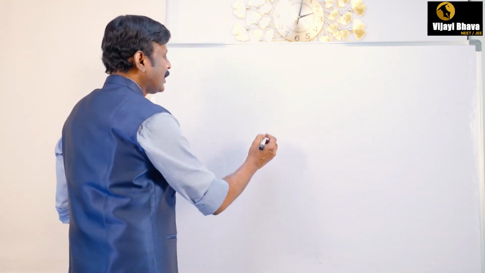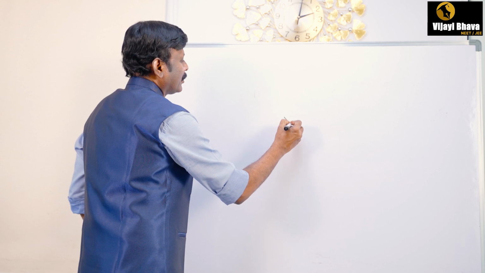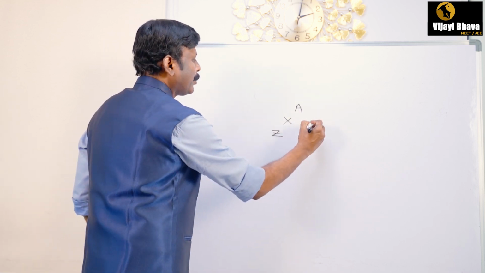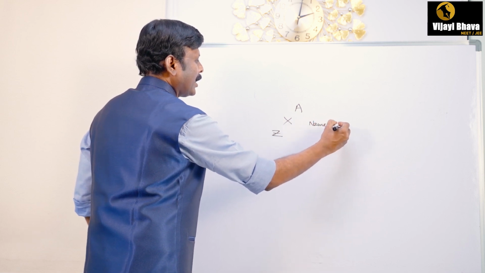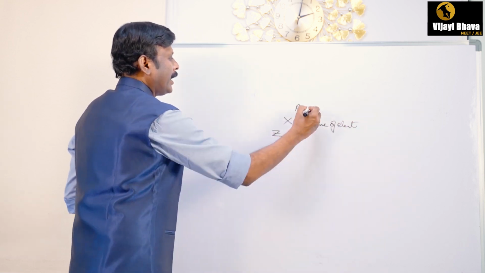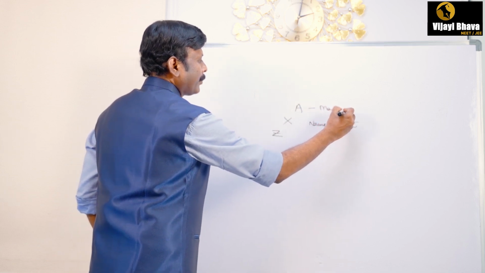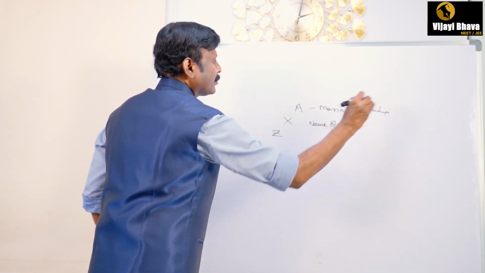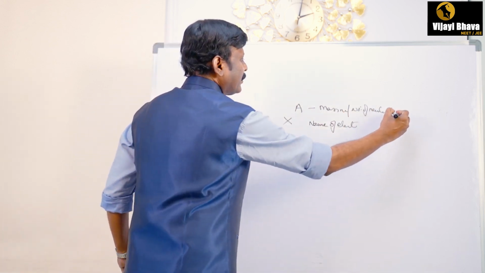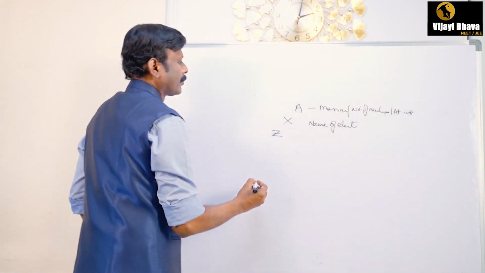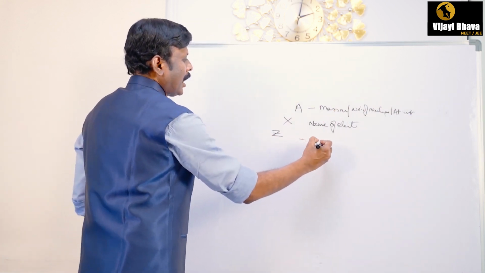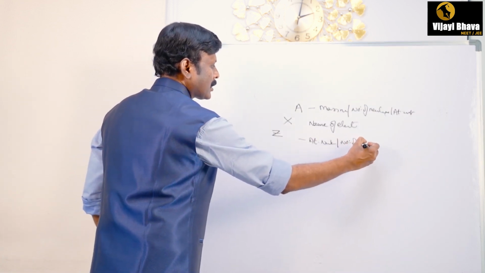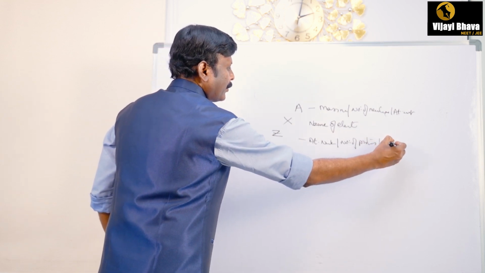An element is generally represented by ZXA, where X is the name of the element, A is its mass number or number of nucleons, otherwise atomic weight. And Z is its atomic number, otherwise number of protons or number of electrons.